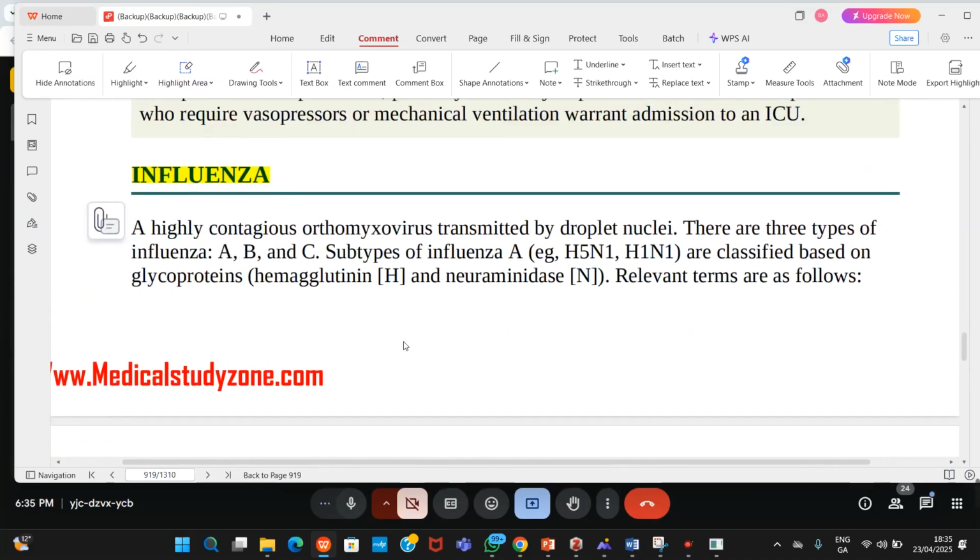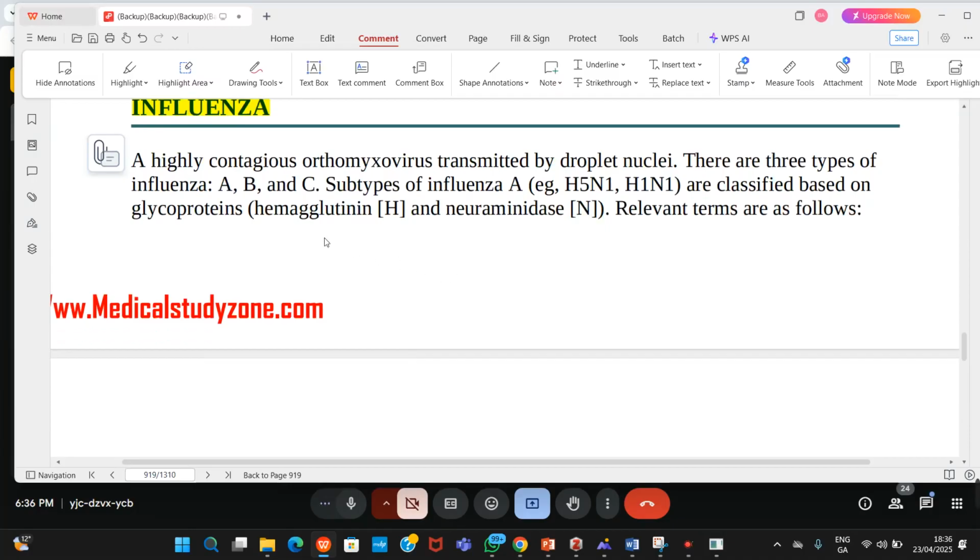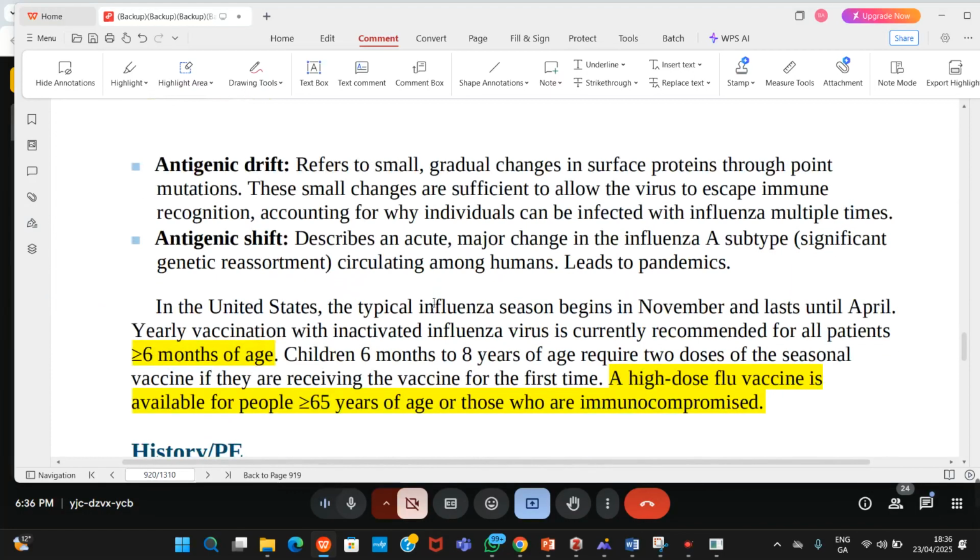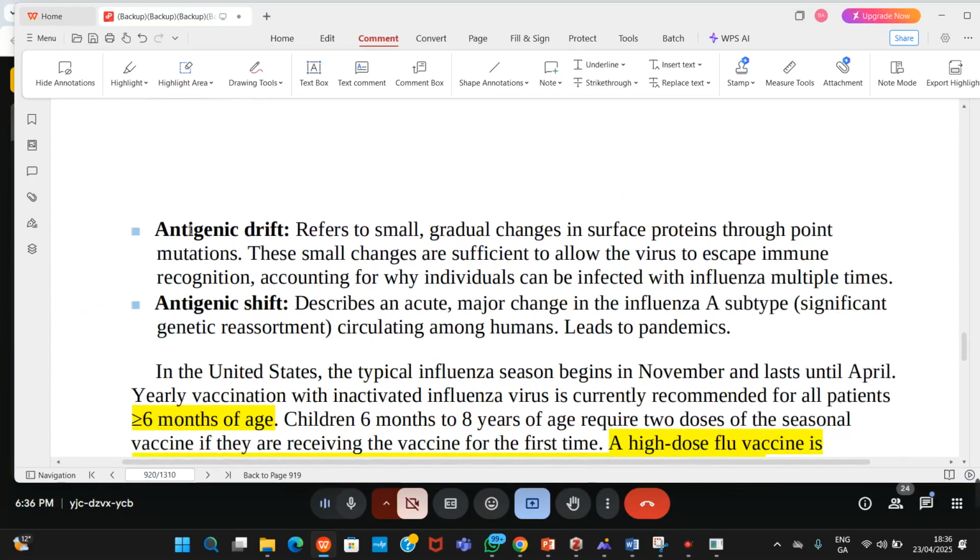So moving on to influenza. Influenza is highly contagious. There are different types, A, B, C, and we have subtypes. Influenza A has subtypes like H5N1 and H1N1. This is just a combination of letters; we don't really need to worry ourselves about it.